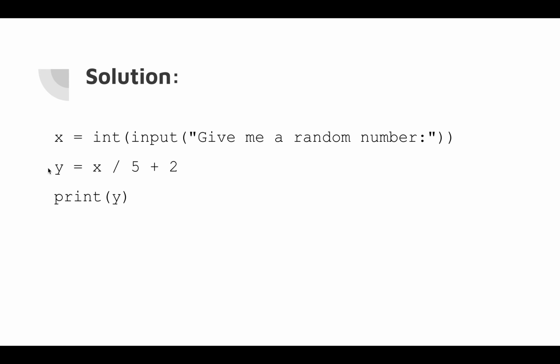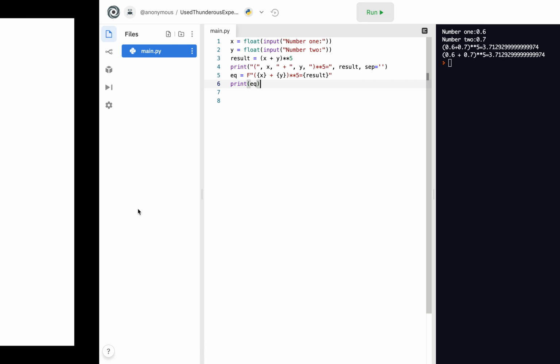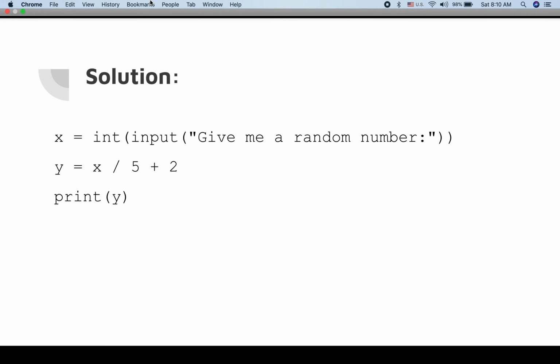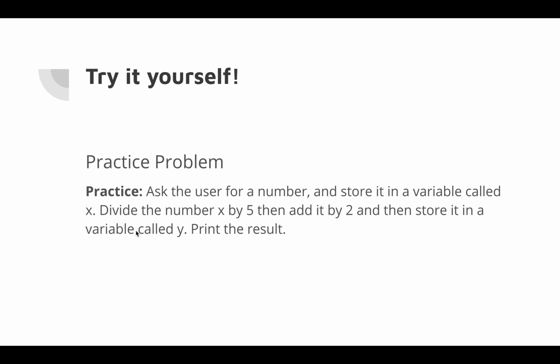Then when we come here, you'll notice that y is equal to x over 5 plus 2, and then we print y. So this right here, if we go to the previous problem, it states that we divide the number x by 5 and then add 2.